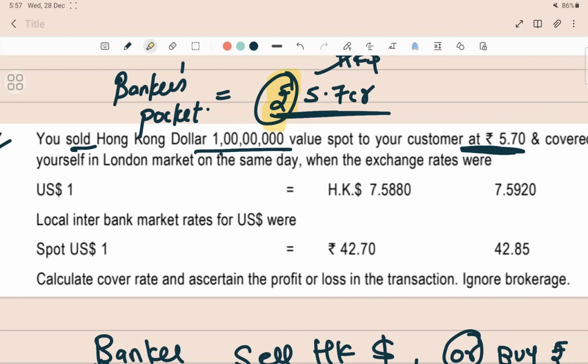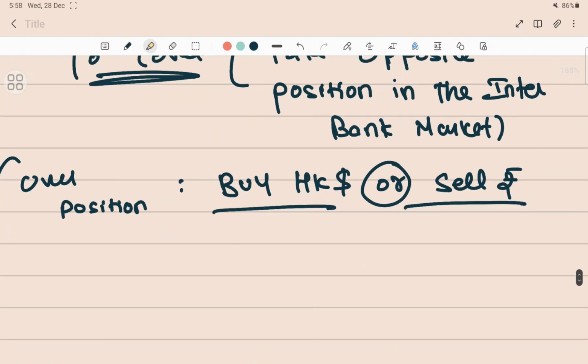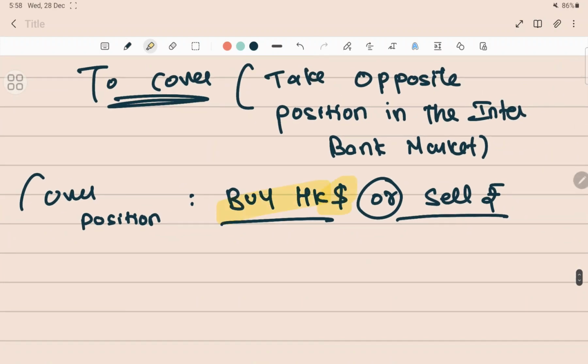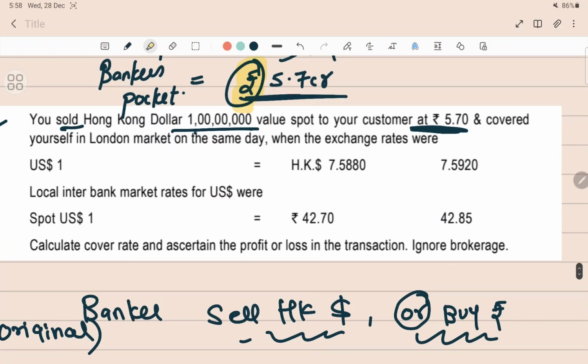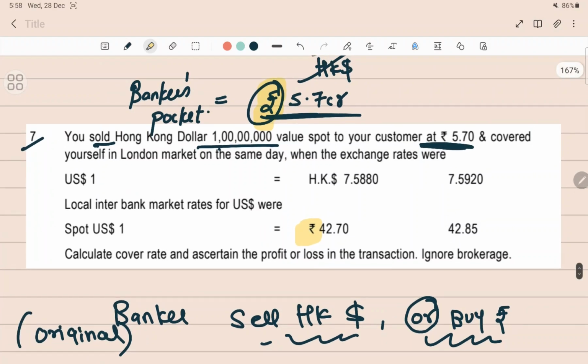The banker will go in the interbank market and he will sell the rupee. Correct? When I have to cover the position, my cover position is either I buy HK dollar or I sell rupee. Sell rupee, because rupee is not something that I want. I want HK dollar. Buy HK dollar. Now from both these quotes given, where do you find rupee? The second quote here. Since I have rupees with me, I want to sell the rupee. So I will sell this rupee.